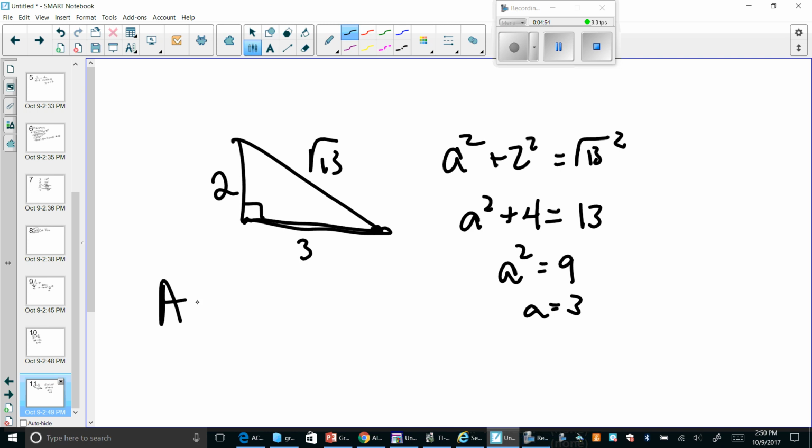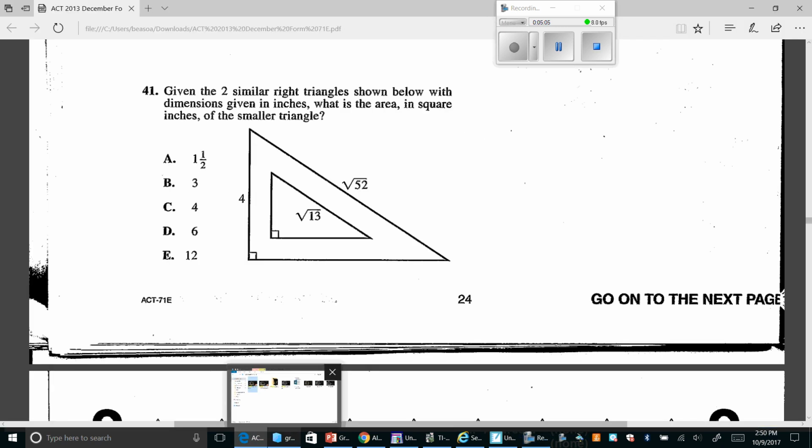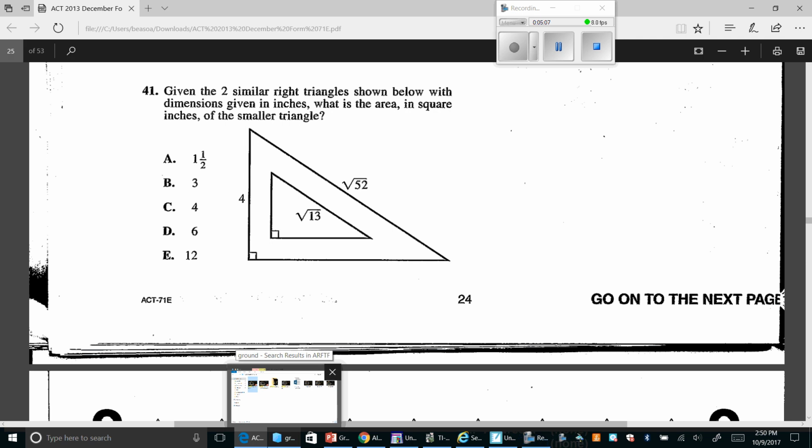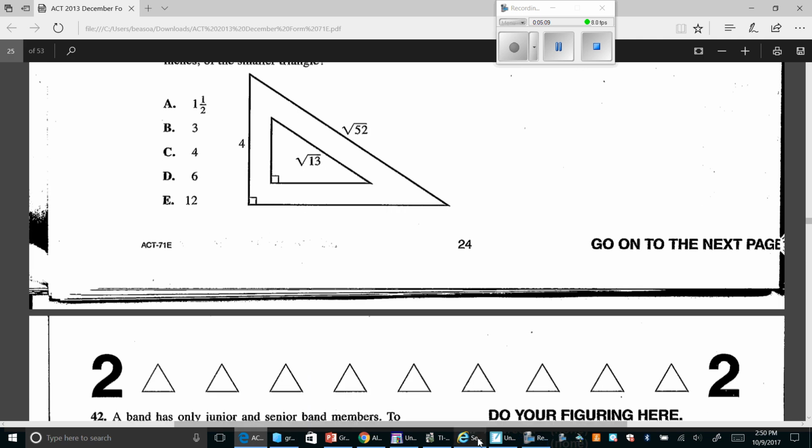So the area of that triangle is 1/2 base times height. 1/2 times 3 times 2, which is just 3. So my answer would be B for 41. All right, keeping on going.